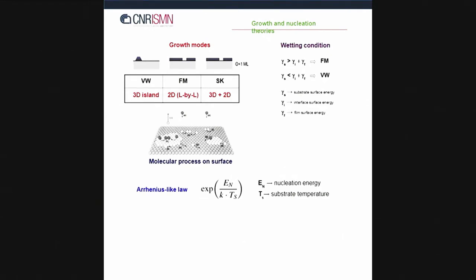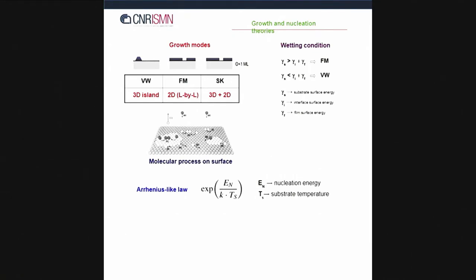Either you have a layer-by-layer growth mode, which means the molecules are deposited and you form a continuous layer. Then you deposit more molecules, another layer is completed, and so on, so you are able to create a perfect structure layer by layer. Clearly, that is not so simple, and in most cases of deposition you have a Stranski-Krastanov growth mode, so you pass from 2D to 3D growth.